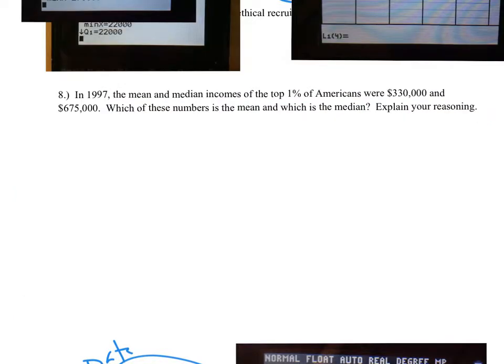Problem 8. In 1997, the mean and median incomes of the top 1% of Americans were $330,000 and $675,000. Which of these numbers is the mean and which of these numbers is the median, and explain your reasoning. Well, they're not telling you which is which. You have 330,000 and you have 675,000.